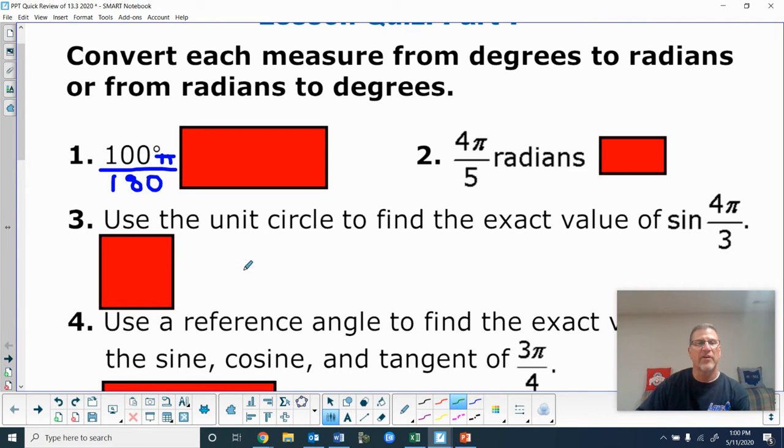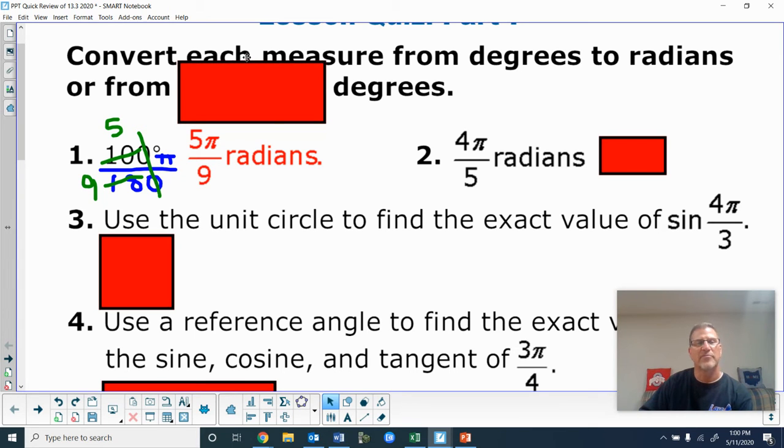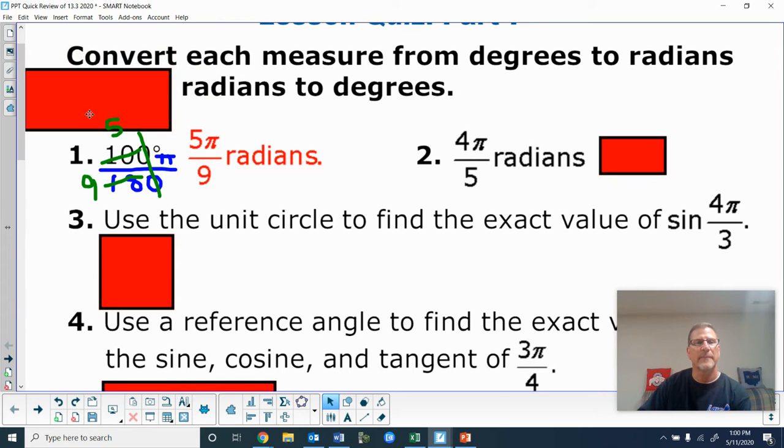Okay, so to reduce that fraction, I can divide both by 10. Those zeros would go away. And then 2 goes into those. 2 goes into 10 5 times. And 2 goes into 18 9 times. So our answer would be 5 pi for my numerator over 9 radians. Simple. You can do it, no problem. All right, so 5 pi over 9 radians for that problem. Like I said, easy.